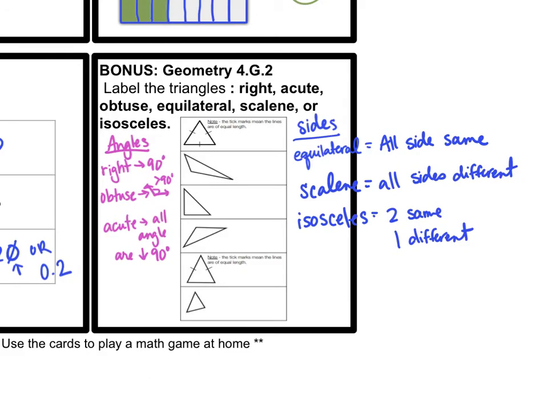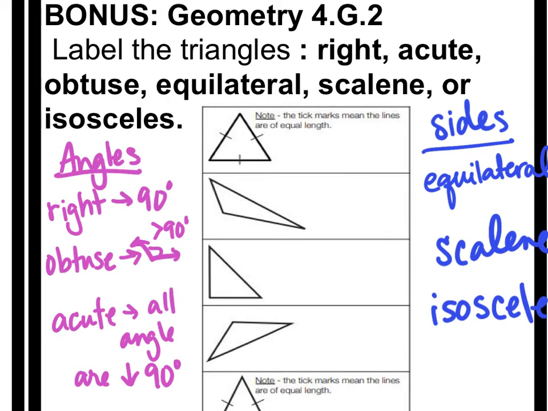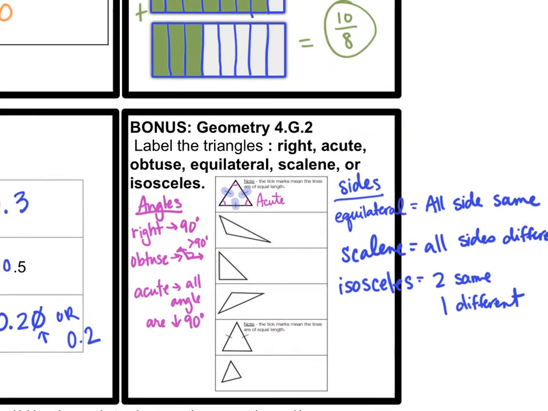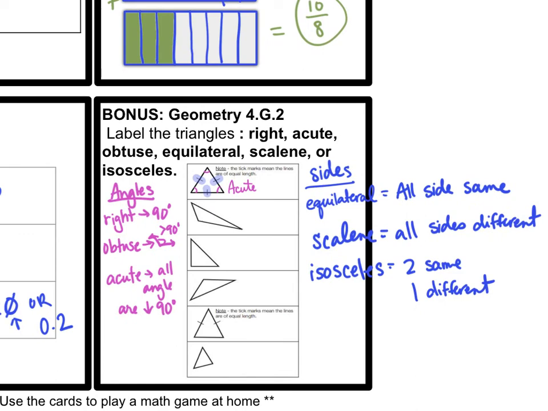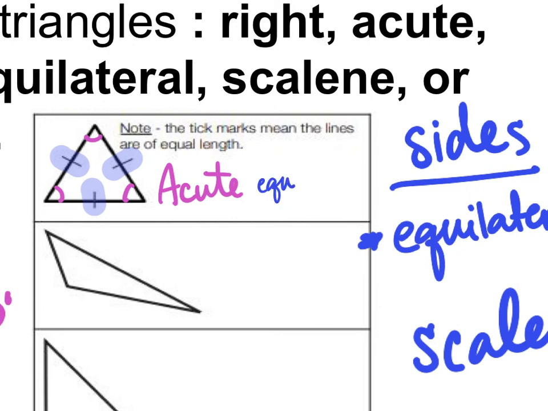Okay, so I'm going to start with labeling the angles. So if I look at the first one, the tick marks mean that they're all the same. Okay, so when I look at the first one for the angles, I see that this is acute, acute, acute. So this is an acute triangle. And then I look at side lengths. Because of these tick marks here, this side is the same as this side is the same as this side. So if all the sides are the same, that means it's an acute equilateral triangle. So I'm going to go ahead and write acute equilateral. E-Q-U-I.